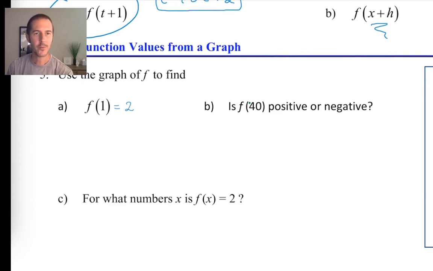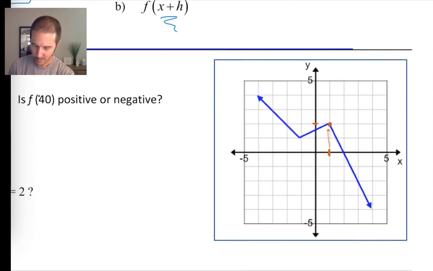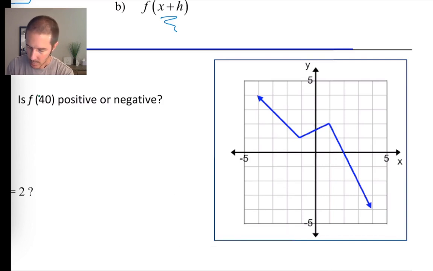Let's go down to part C first. Part C says, for what numbers x is f of x equal to 2? So instead of giving us an input value, they're giving us the output value. So we have to find where does y equal 2. Well, here's a y value. This is on the y-axis. That's where y equals 2.